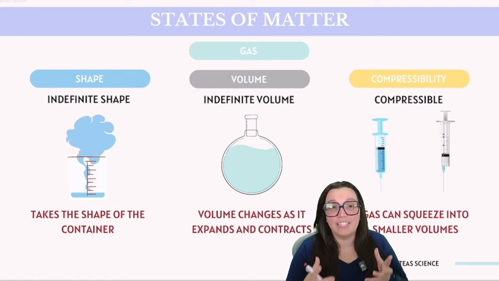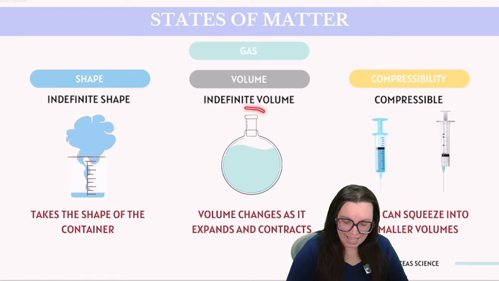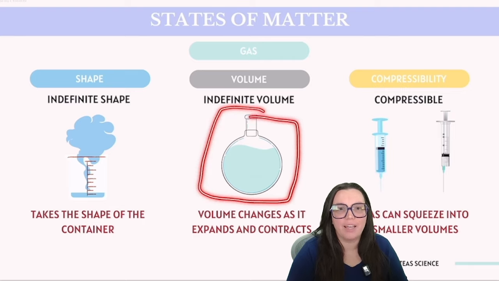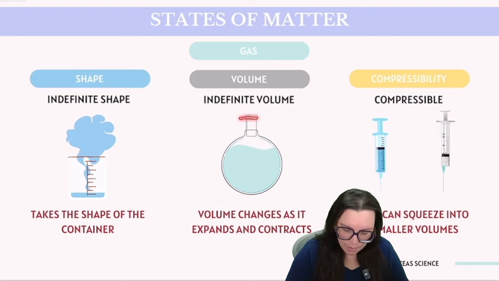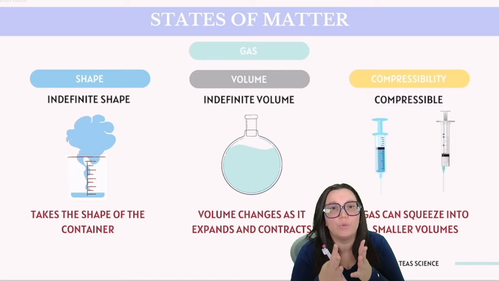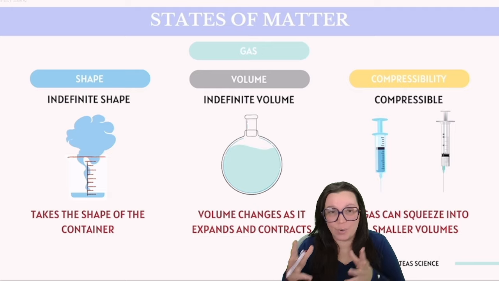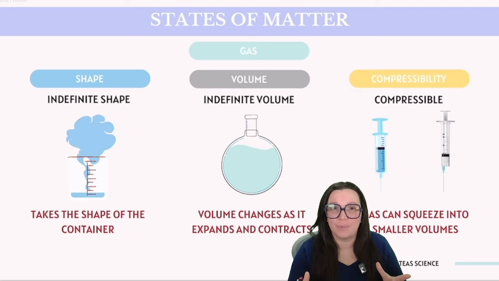Like liquids, gases' shapes change to fit whatever container they're in, which is why their shapes are considered indefinite. However, gas volumes also change. For instance, the gas currently occupies this bottle, but if I was to remove the top from this bottle and allow some of that gas out, that gas is going to expand and fill a larger volume. Gases can expand or contract to fill any available space, making their volumes indefinite as well.